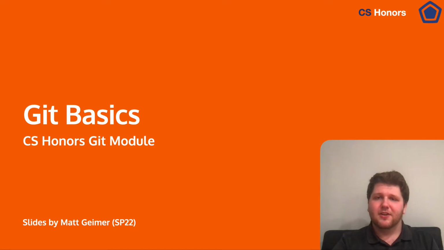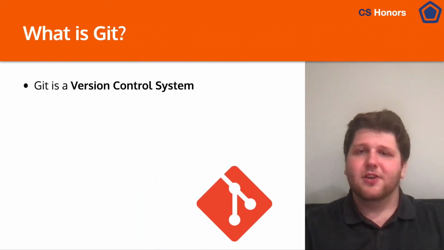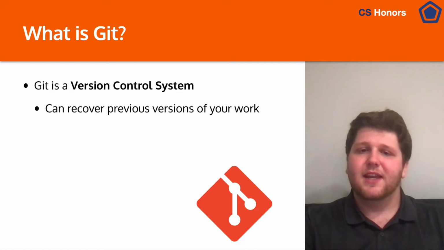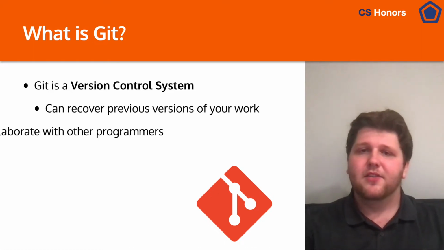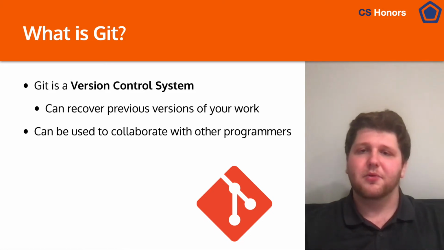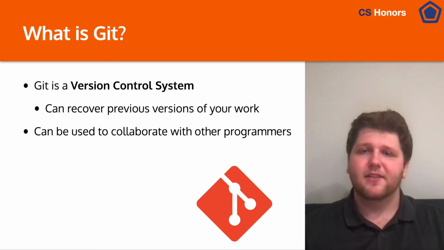So let's get started. What is Git? As I mentioned before, Git is a version control system, which is a fancy way of saying that it allows you to recover previous versions of your work, as well as to work with other software developers. That's really nice because it allows you to collaborate with anywhere from one other person to 100 other people really easily. It's a very great scalable solution.